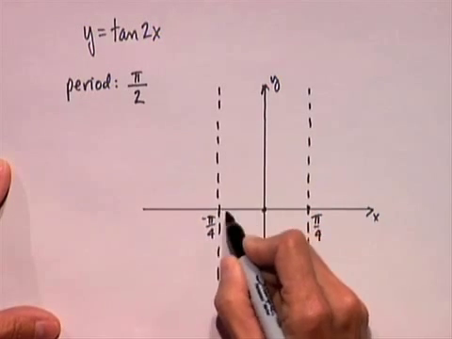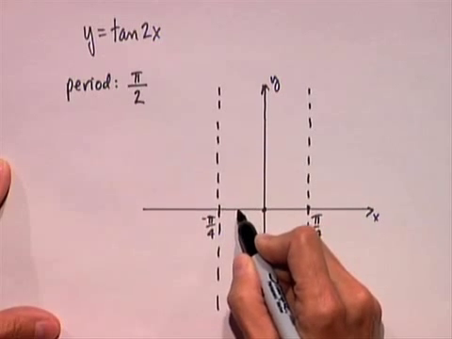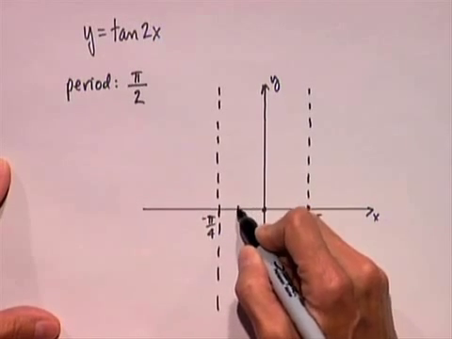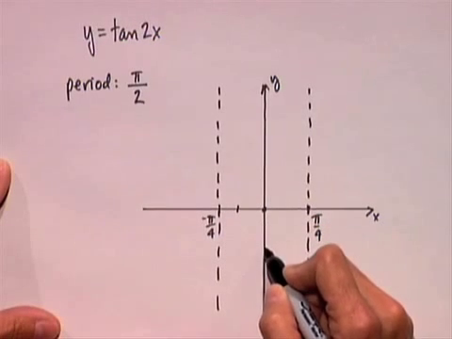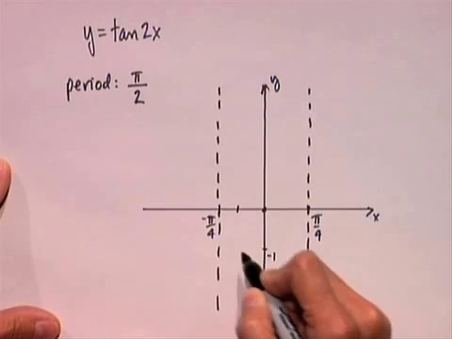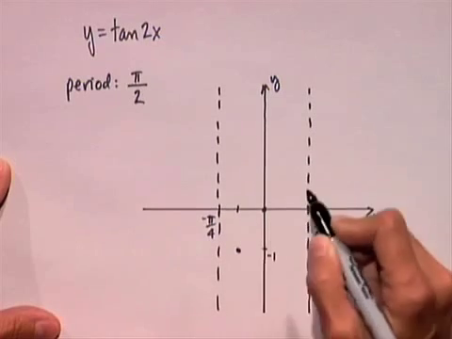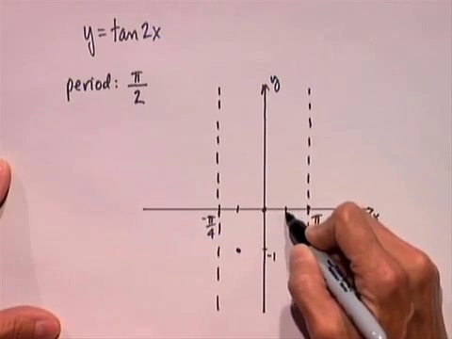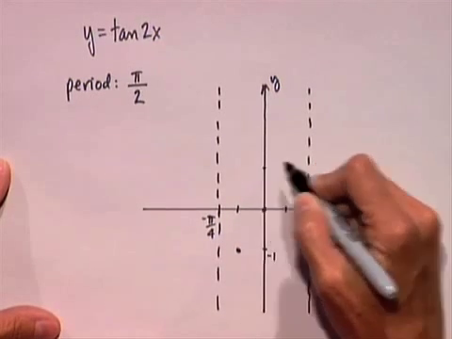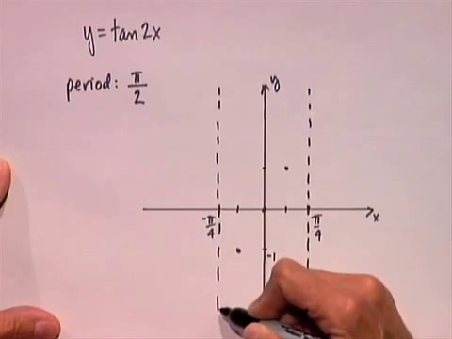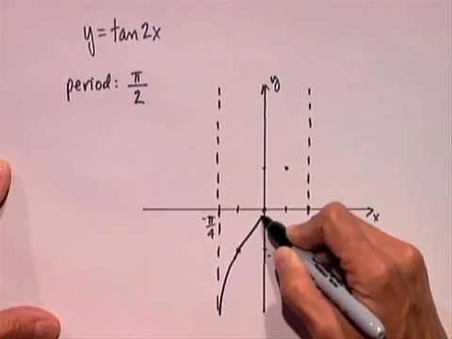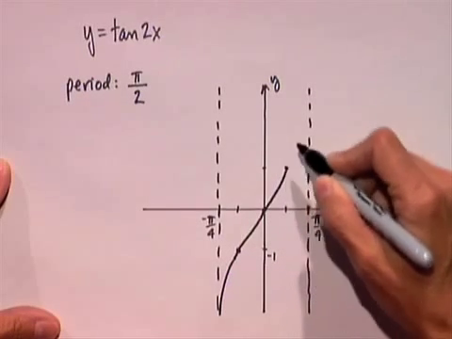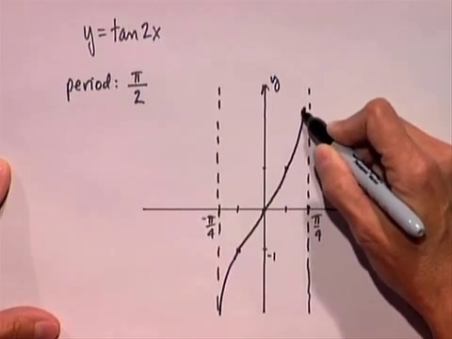In this first half of one period, say at negative pi over 8, that's supposed to be halfway, the tangent will have value negative 1, and so that's negative pi over 8. At 3 pi over 8, the tangent's value will be positive 1, and then I can draw a piece of the tangent, one period of it actually, between this pair of asymptotes.